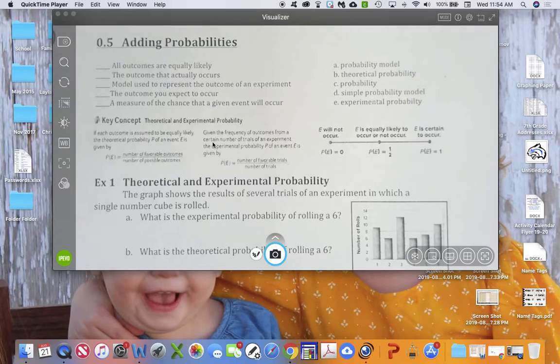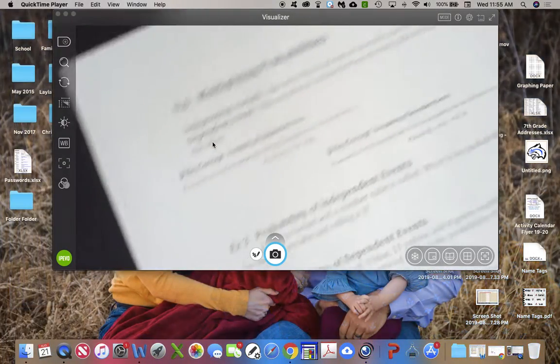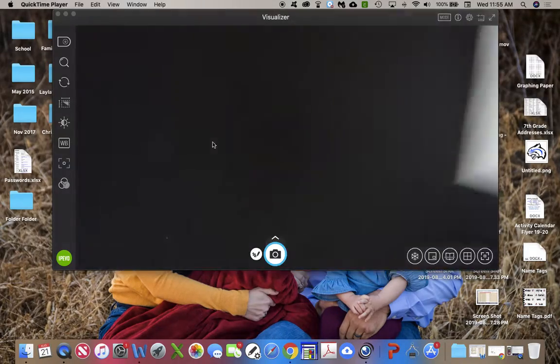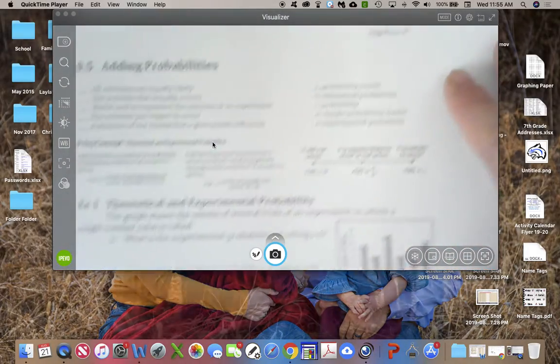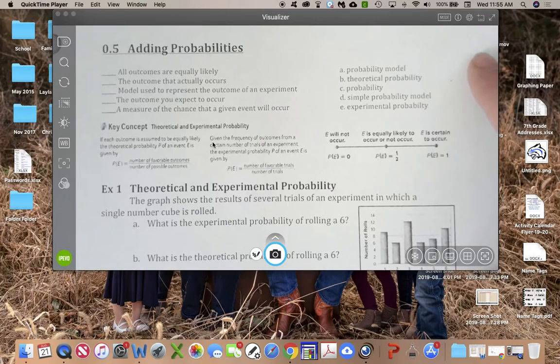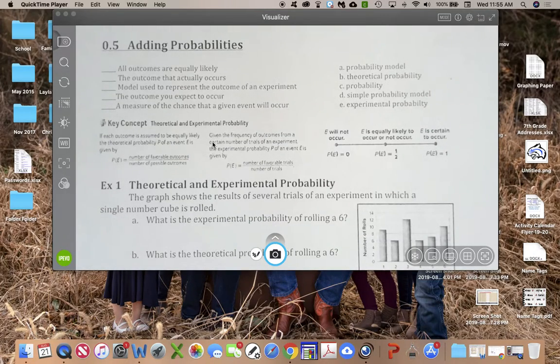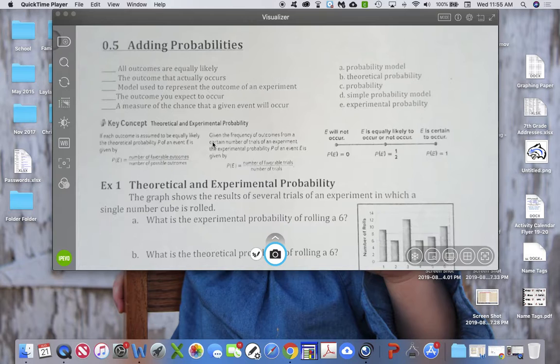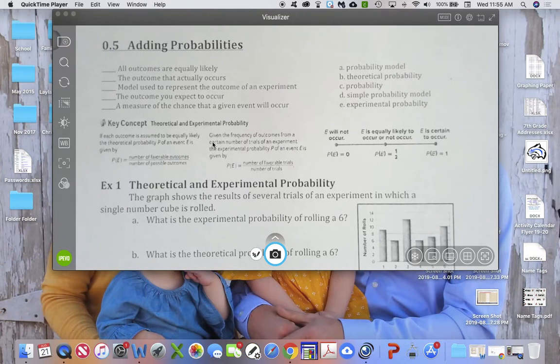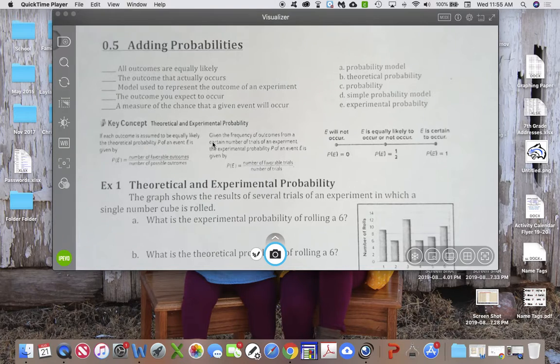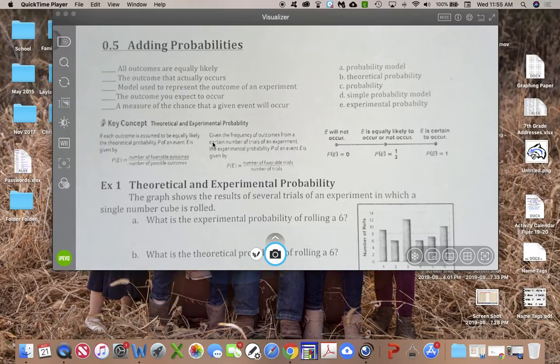I don't know. All right, 0-5, adding probabilities. I already told the class that 0-6 is on the opposite side, okay? So this is all one note sheet, but we're only going to do 0-5 today. I'm going to use a bunch of examples in class too, so I'm going to pick on a bunch of you, all right? Adding probabilities. All outcomes are equally likely in a simple probability model.